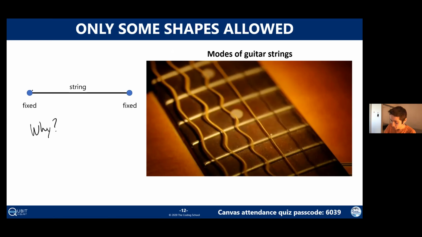For example, you would not see something that looks like, I don't know, this, right? Just some other random shape that doesn't fit what we saw in the previous slide. I'm claiming that you cannot see that pattern on a string. So think about why that is. Why do our strings have to appear in these specific modes?